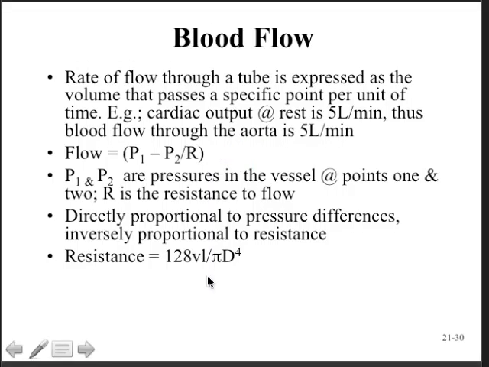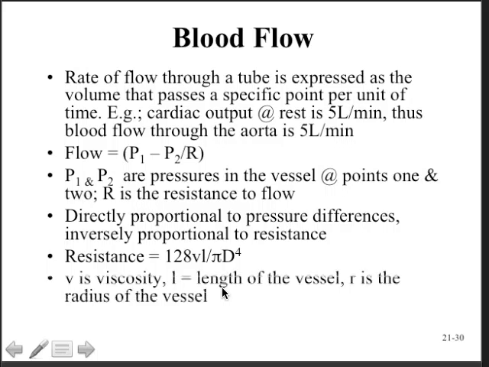Another form, where V is the viscosity, that's the resistance to flow for the fluid. L is the length of the vessel. R is the radius of the vessel. Pi, of course, is 3.141, basically an irrational number. And D is the diameter of the vessel, and we raise that to the fourth power.